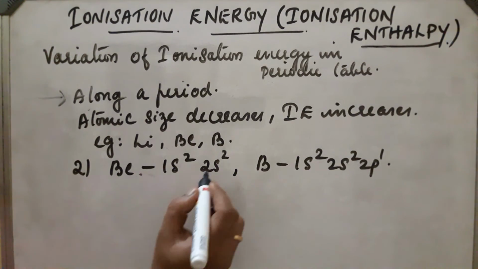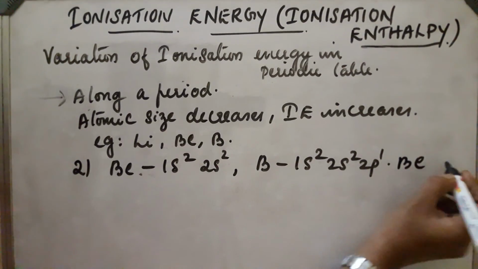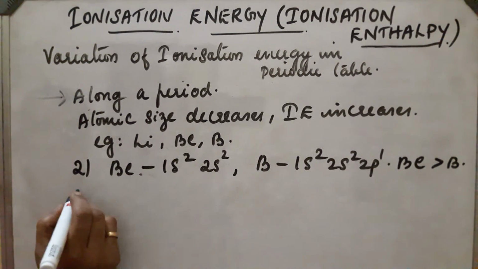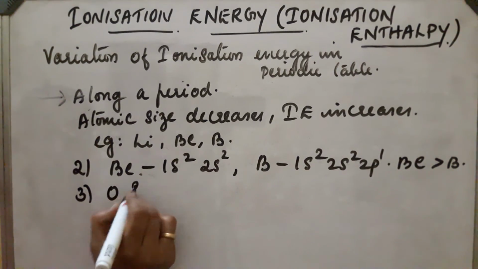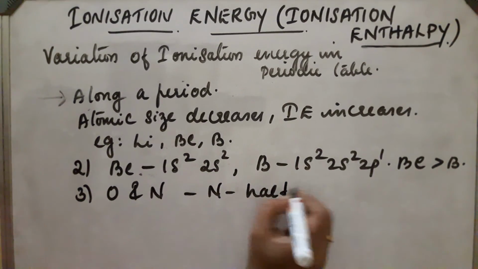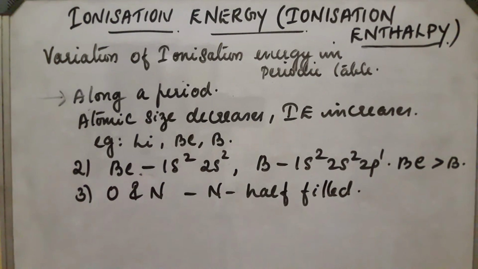Similarly, in beryllium the electron is in the s subshell, while in boron it is in the p subshell. The s electron has more penetrating power, so beryllium has more ionization energy than boron. There is one more example, oxygen and nitrogen. Nitrogen is half filled, so it has more ionization energy than oxygen. These are the cases in a period.